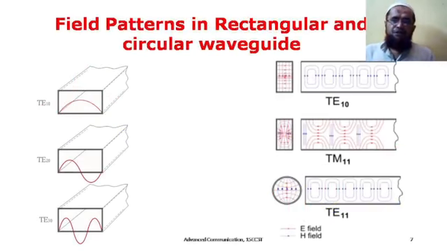Now another concept you need to clear over here. How do the field patterns exist in rectangular as well as circular waveguide? Here we have a rectangular waveguide. Here the field exists, you see the electric field. If you consider this rectangular waveguide, here we have the base and this is the height of the rectangle. So take the base as A and the height of the rectangle as B.